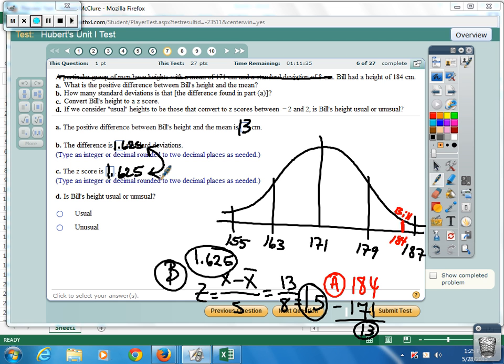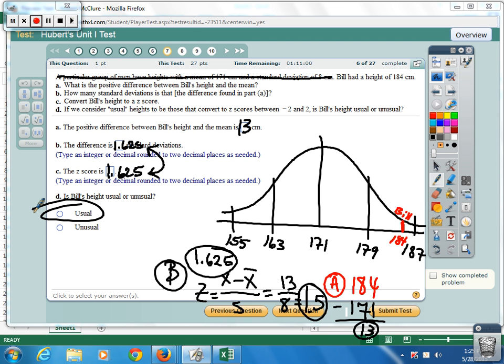Is Bill's height normal or unusual? Usual. So that'll always be the case, when the difference is the same, they'll be the same. These questions are asking what is the difference between the two scores, which is going to be your numerator. That number right there is your numerator. And then it says the difference in standard deviations is 1.63, and the z-score is 1.63. What they're trying to get you to learn is that these two are the same number.